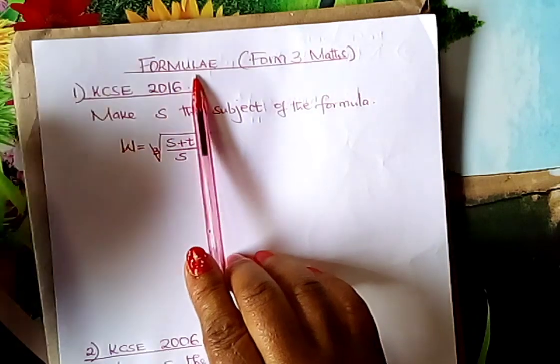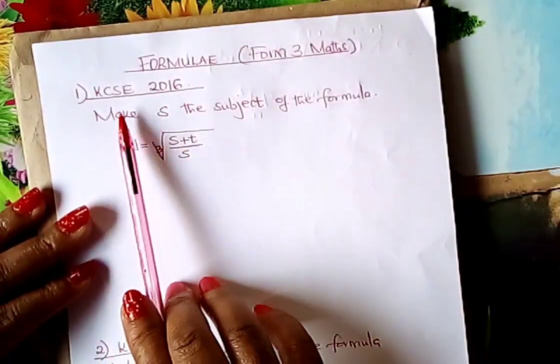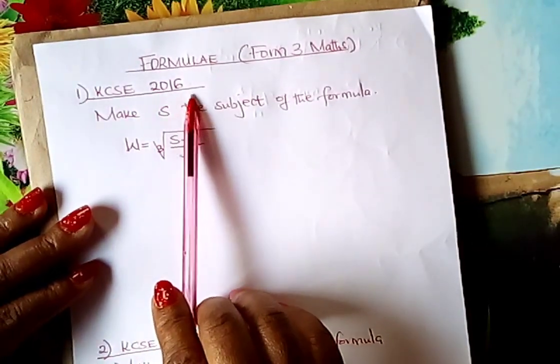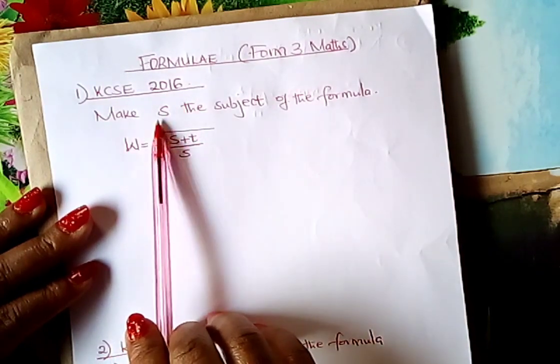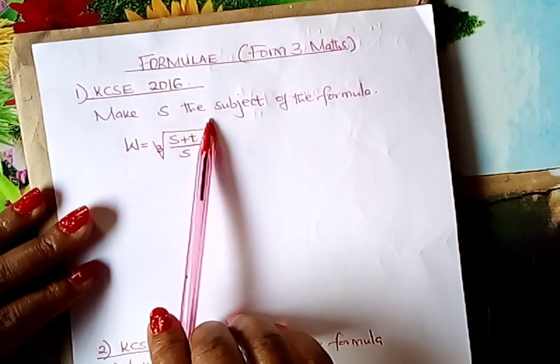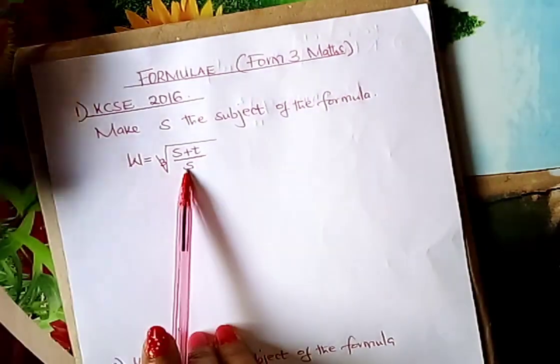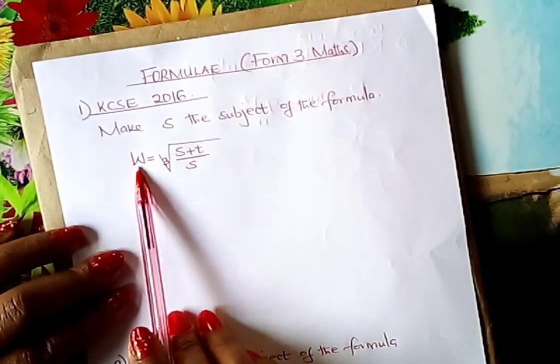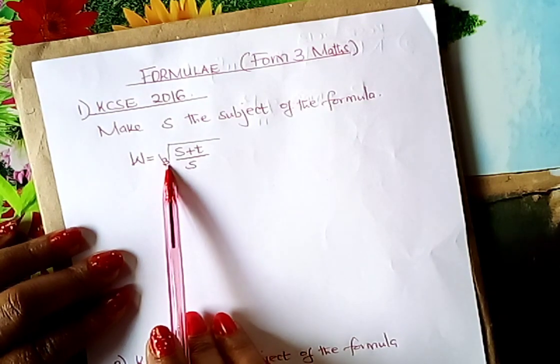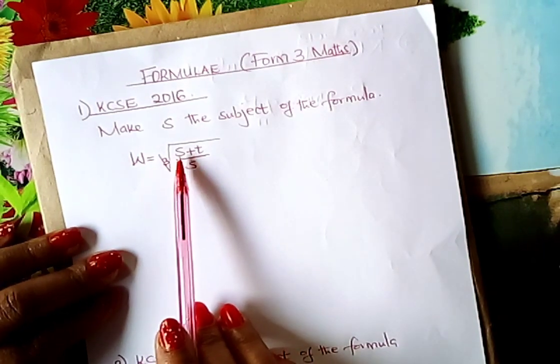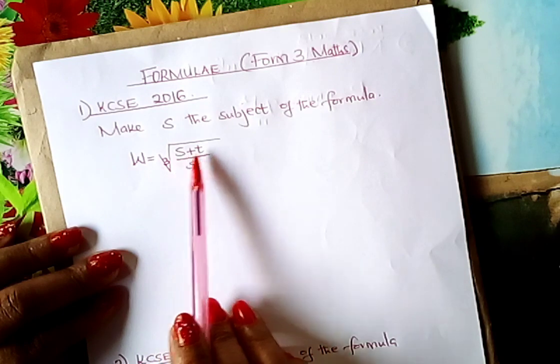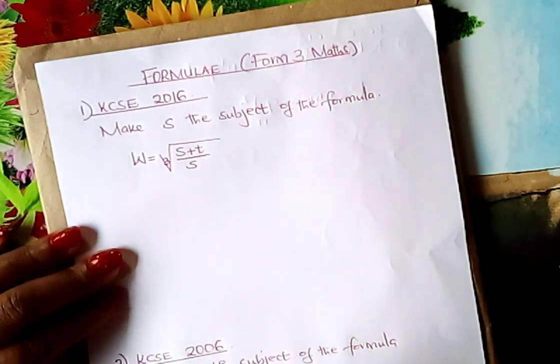Let us look at formula. We look at a question here which was tested in 2016. You are told to make S the subject of this formula. So you have W is equals to cube root, learner, of cube root of S plus T divided by S.